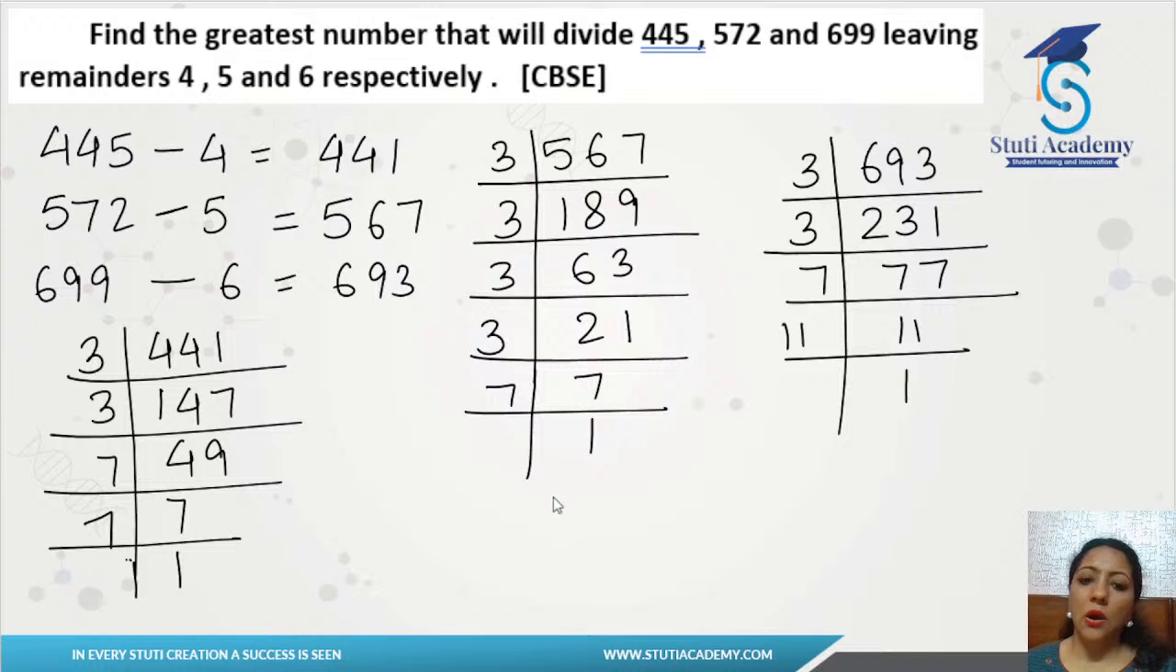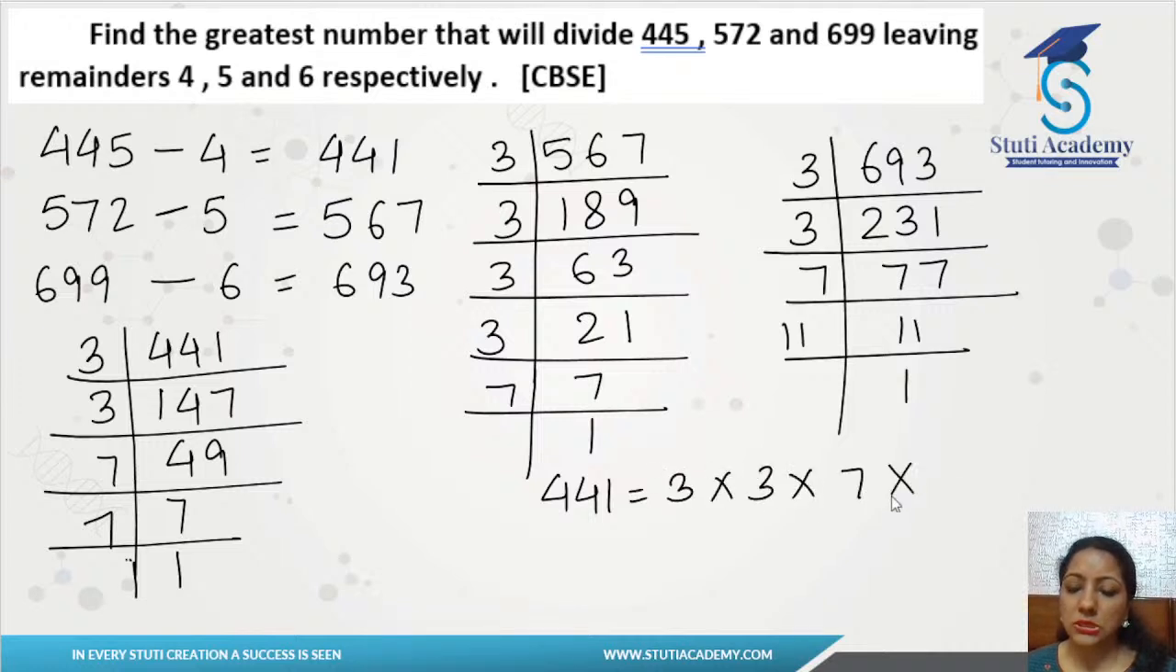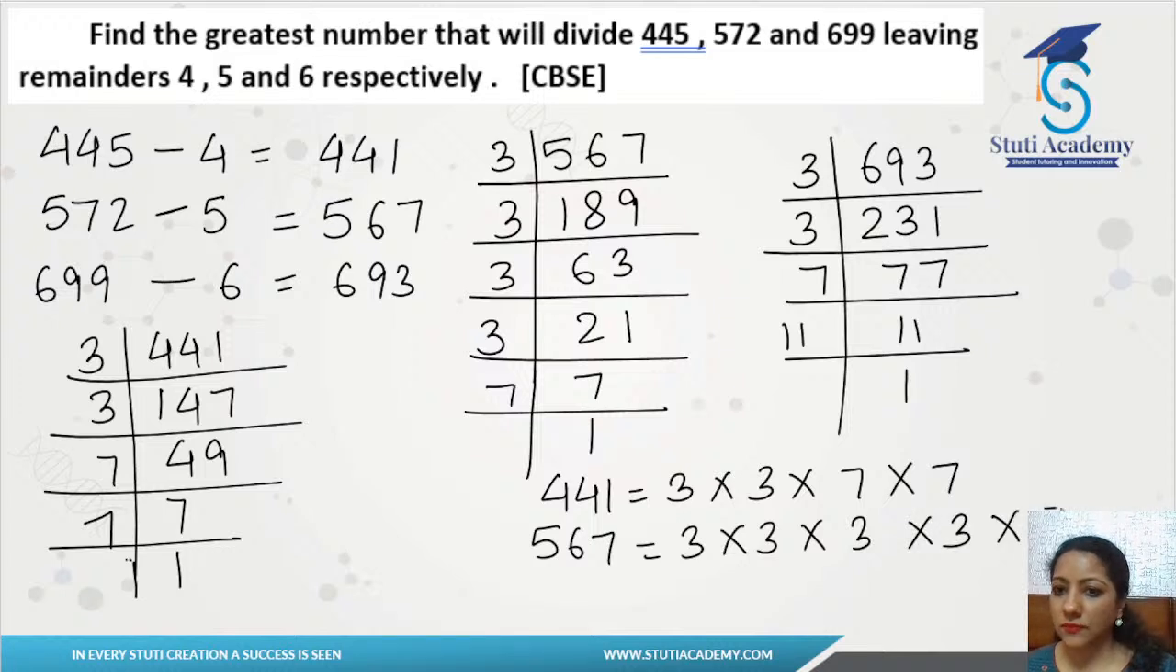Okay. Now we have 441. This is the prime factorization of 441. We have 3 into 3 into 7 into 7. Then we have 567 as 3 into 3 into 3 into 3 into 7. And then we have 693. That is 3 into 3 into 7 into 11.